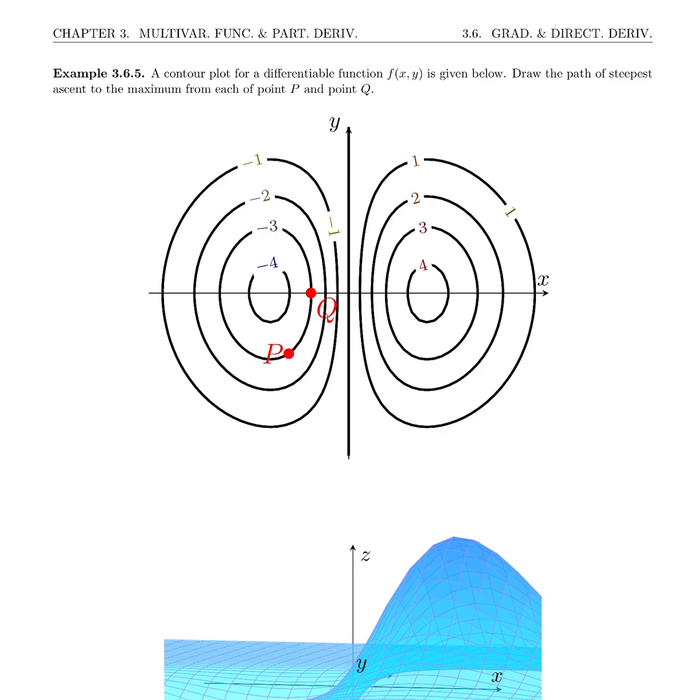In this video, we are going to do example 3.6.5. A contour plot for a differentiable function f of x, y is given below. We are asked to draw the path of steepest ascent to the maximum from each of point P and point Q. So let's take stock of the contour plot.